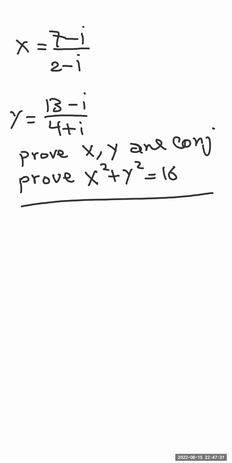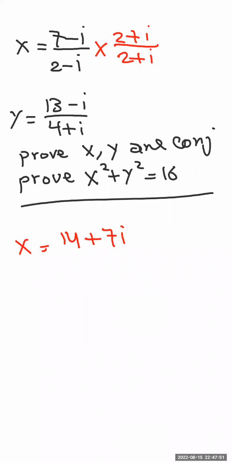To prove that these two numbers are conjugate, we have to simplify the two numbers. First number times the conjugate of the denominator, which is 2 plus i over 2 plus i. So x will equal: 7 times the first, 14, then 7 times the second, plus 7i, then negative i times 2, negative 2i, negative i times i, negative i squared, over the denominator, difference between two squares: first squared, 4, minus second squared, i squared.